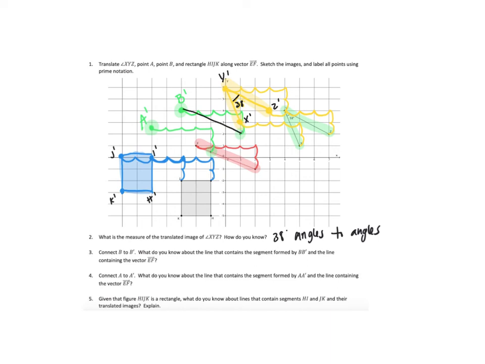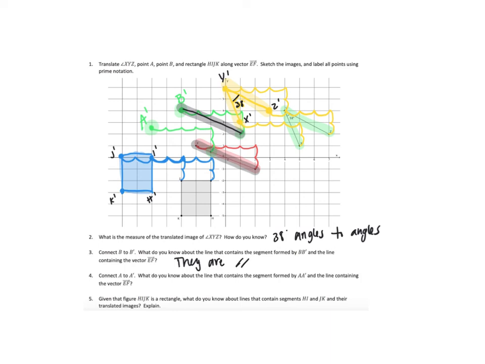Okay. So once those are connected, it asks us, what do you know about the line that contains the segment formed by B and B prime and the line containing vector EF? So if we look at our vector and that line, what can you tell about those two lines? Take a moment, write down your answer. I'll highlight the two lines so that you can see them. It's this one and this one. What do you notice about those two lines? And you should notice that they are parallel.